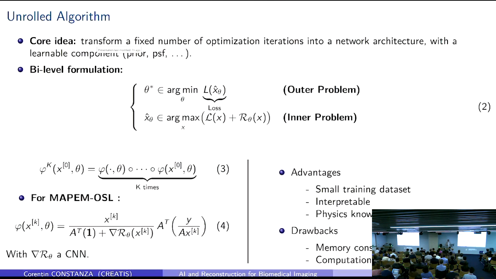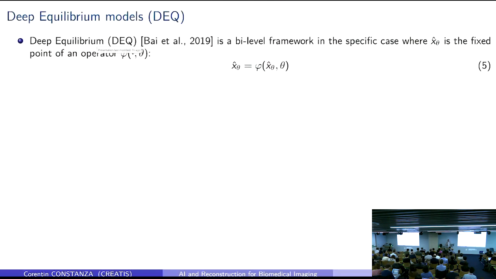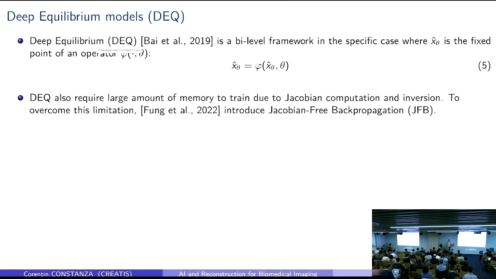To try to overcome this, we can look at deep equilibrium models, which are another bi-level framework that tries to solve the same optimization problem in the specific case where we are at the fixed point of our inner problem. It also requires a large amount of memory to train, but for different reasons. This one is due to the Jacobian computation and inversion in the gradient. And to overcome this, in 2022, Fung et al. came up with Jacobian-free backpropagation.